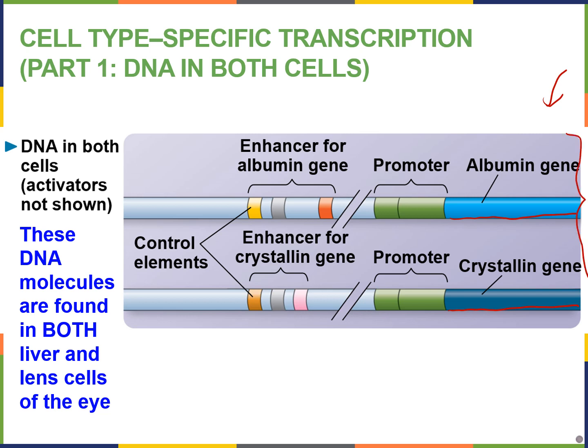These genes, both of these genes, are found in the liver and the lens cells of the eye, but they're only expressed in their specific cell type. So albumin is going to be expressed in the liver cells only, and crystallin will only be expressed in the eyes. So how do we make sure that albumin is not expressed in the eye or crystallin is not expressed in the liver? Remember, that's going to be controlled by those control elements in the enhancer region that are far away from the promoter.